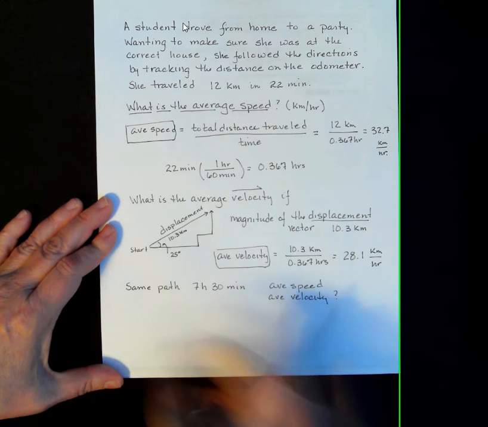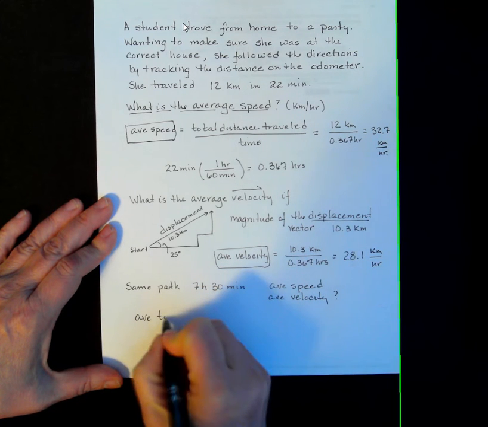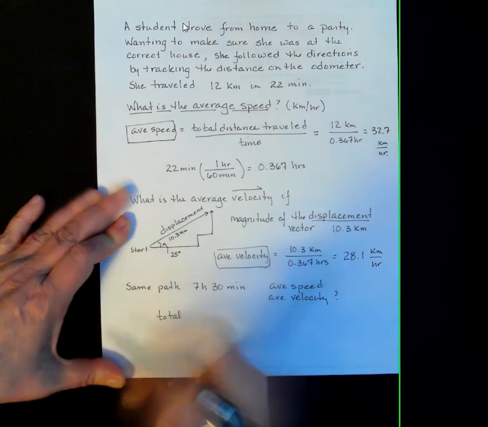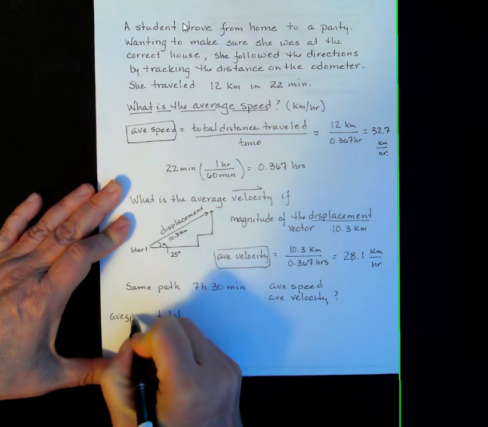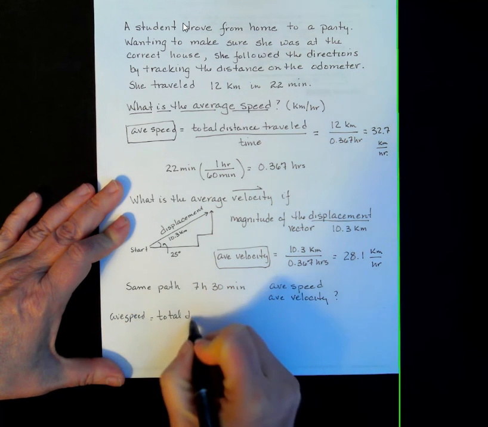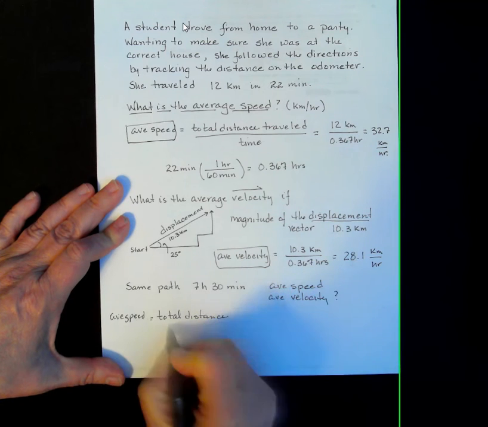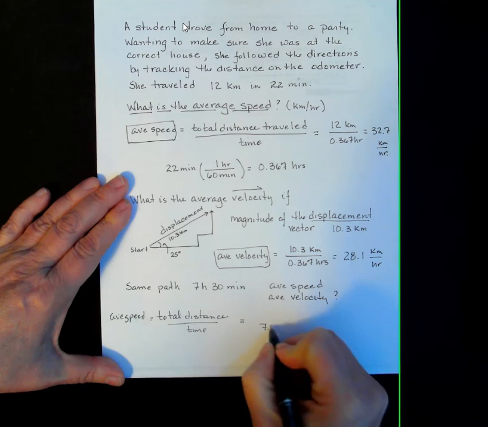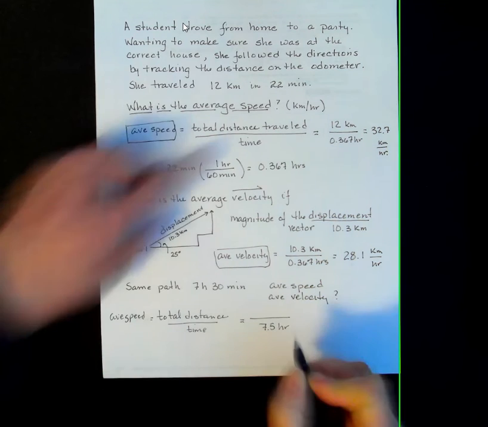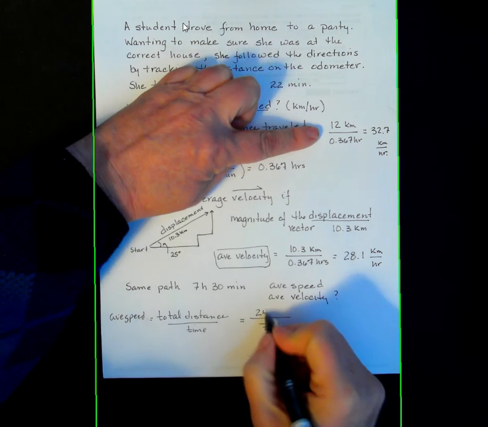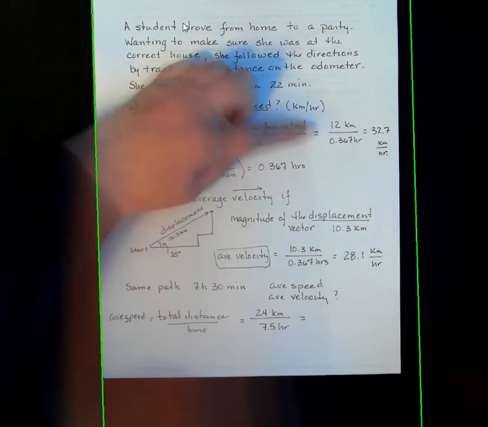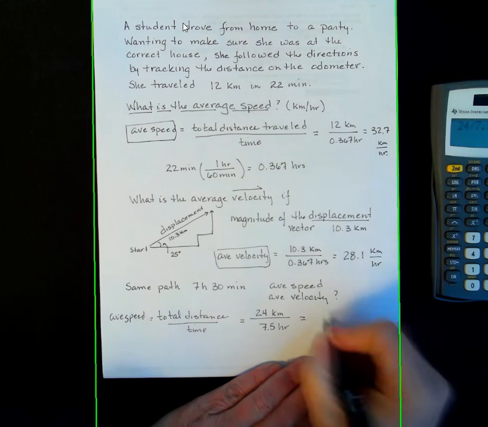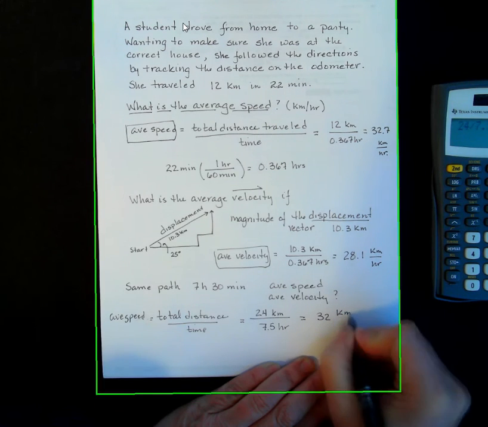Well, the average speed, remember, is equal to the total distance divided by the time. And this time we have 7.5 hours. Our total distance is twice the original distance. So that's 24 kilometers. And so that's going to be our 24 divided by 7.5. And that's going to give us 32 kilometers per hour.